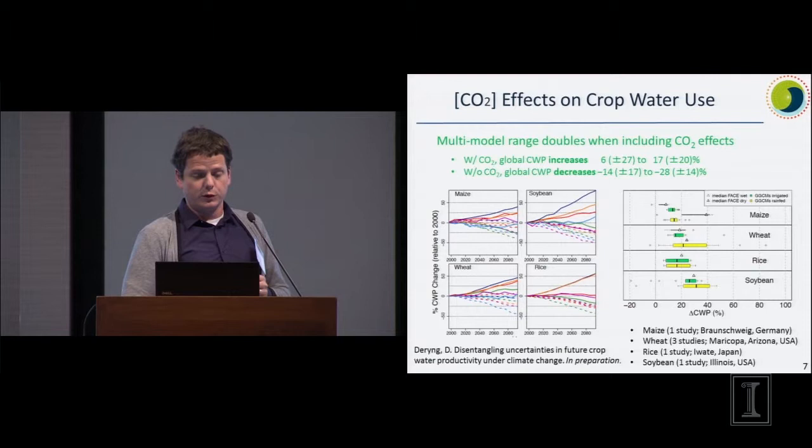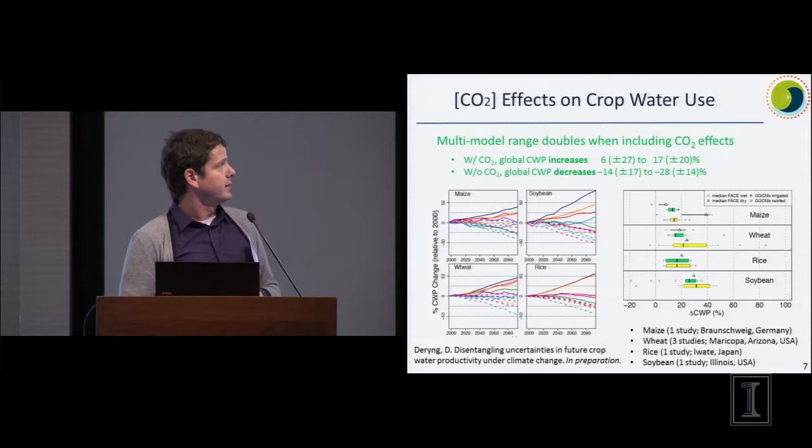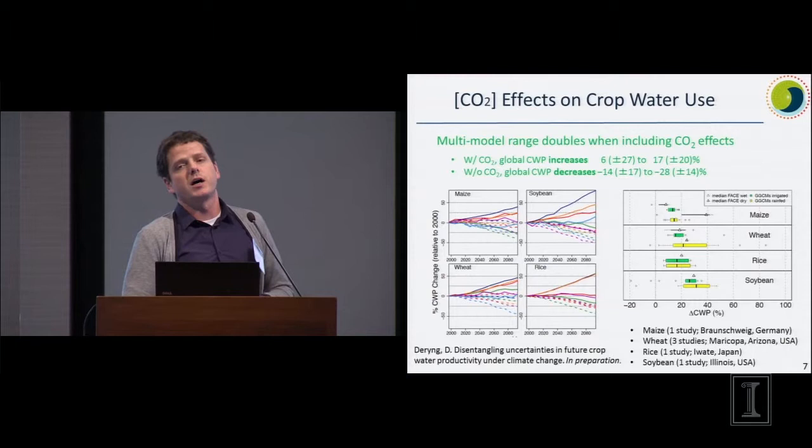We found that with CO2, crop water productivity was modeled to increase in future from between 6 to 17%, and without CO2, it was modeled to decrease severely between 14 and 28%. We also found that the uncertainty between these models, as I said, increased dramatically when CO2 effects were considered. Consistent with the fact that the actual representation of CO2 fertilization effects within these models is by far the largest, continues to be by far the largest uncertainty within the system.